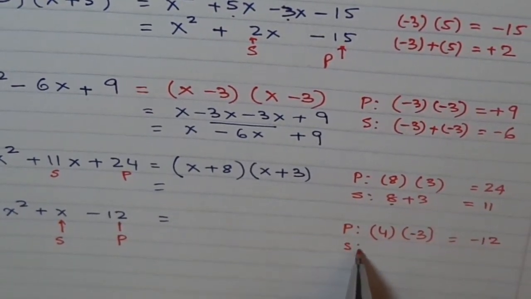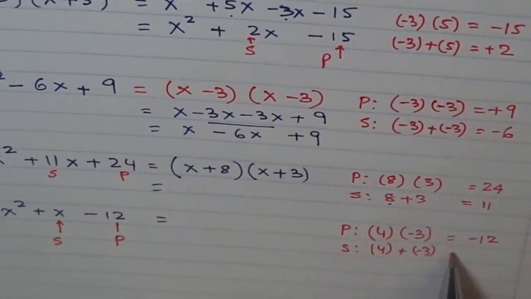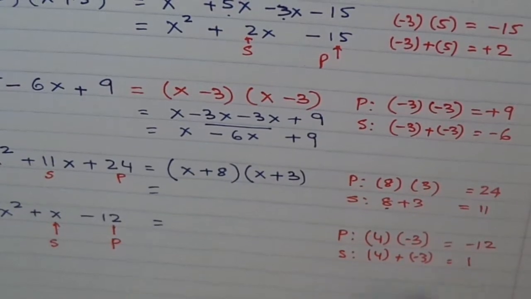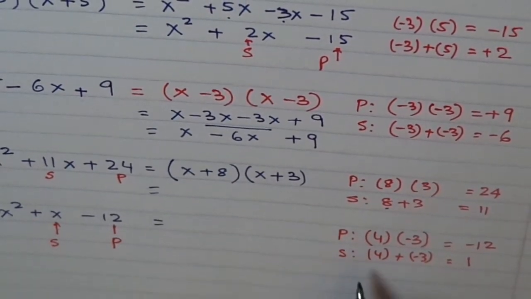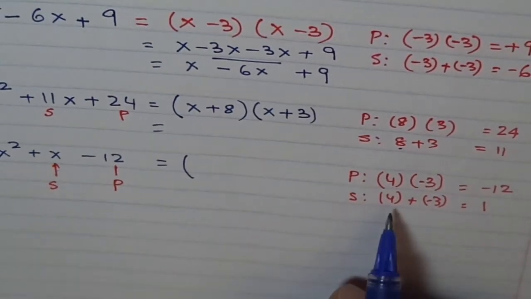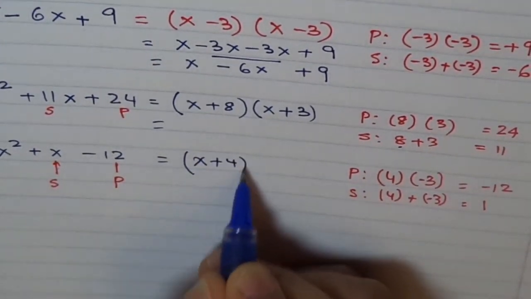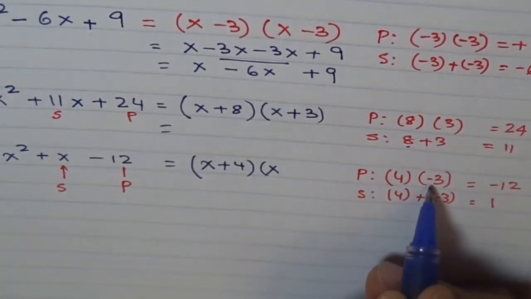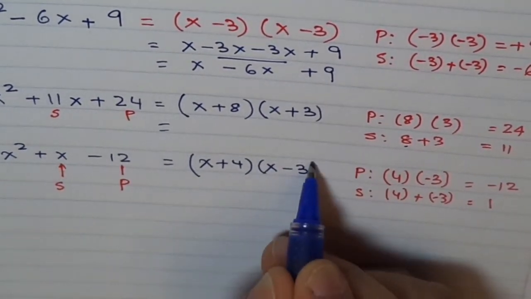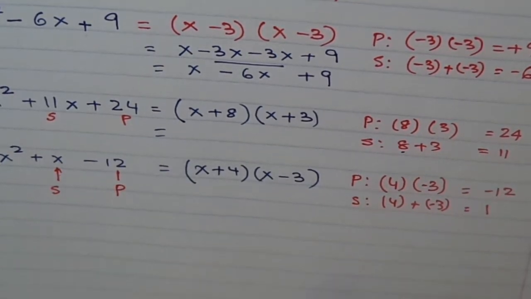And how about the sum? 4 plus minus 3 is plus 1. Do you see? That's what it is. And therefore, I can write this as what? 4 and 3 combination. x plus 4 and x minus 3. That's the number we're looking for. So this is how we factorize. You can try some more.